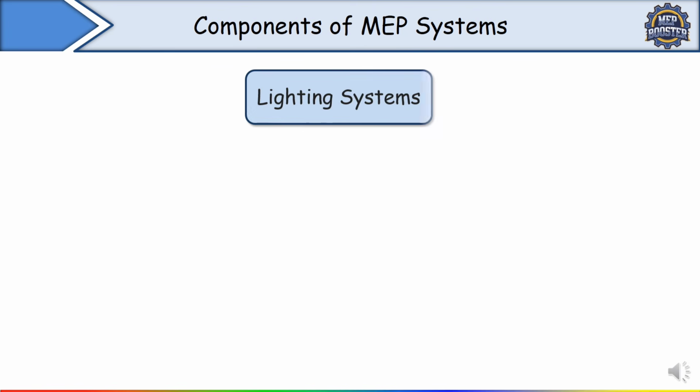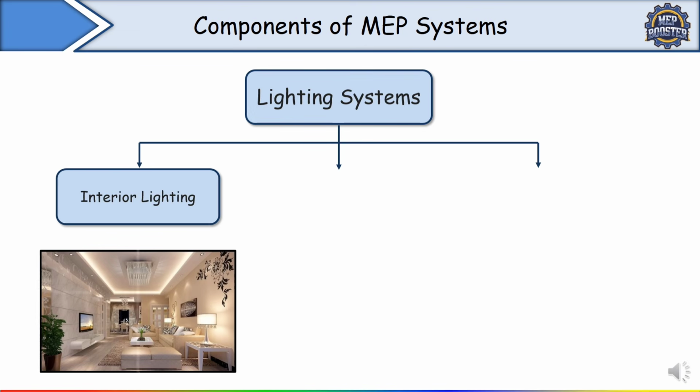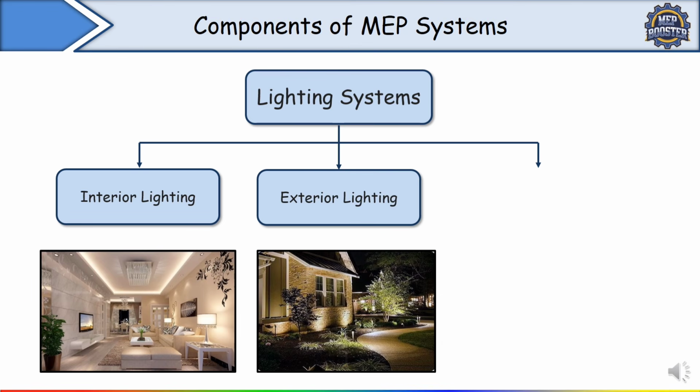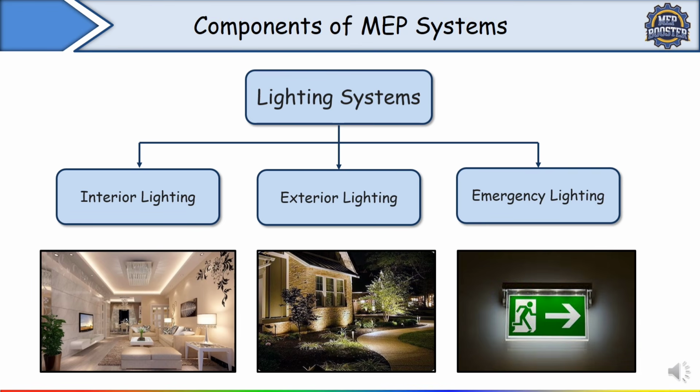Then we have a lighting system. Under that, we have to discuss interior lighting, exterior lighting, emergency lighting. So this lighting system covers all aspects of lighting, including fixtures, switches, controls, okay, such as dimmers or sensors, emergency lighting system and decorative lighting, that all will come under lighting systems.